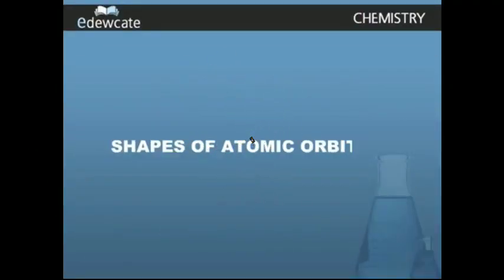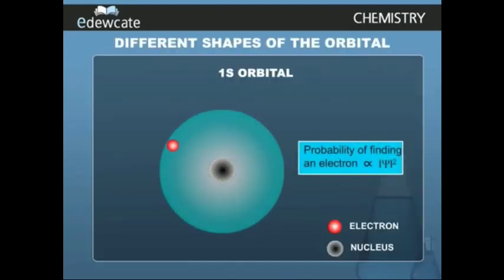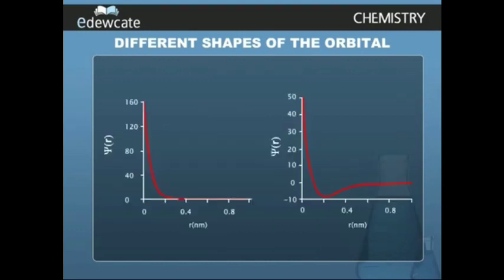In this video, we will learn about shapes of atomic orbitals. The orbital wave function or psi of an electron in an atom has no physical meaning. It is simply a mathematical function of the coordinates of the electron. However, for different orbitals, the plots of corresponding wave function as a function of r, which is the radius or the distance from the nucleus, are different.